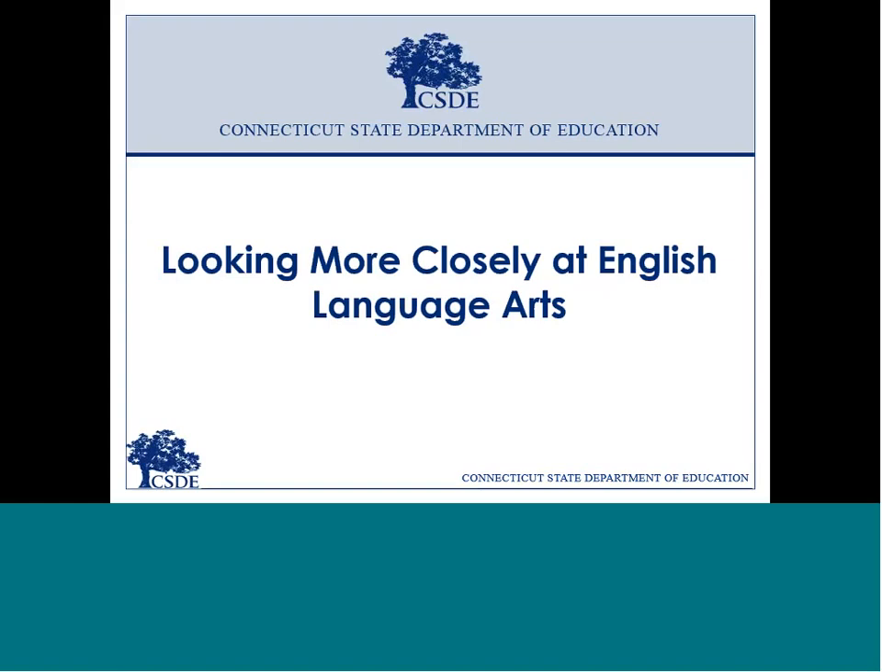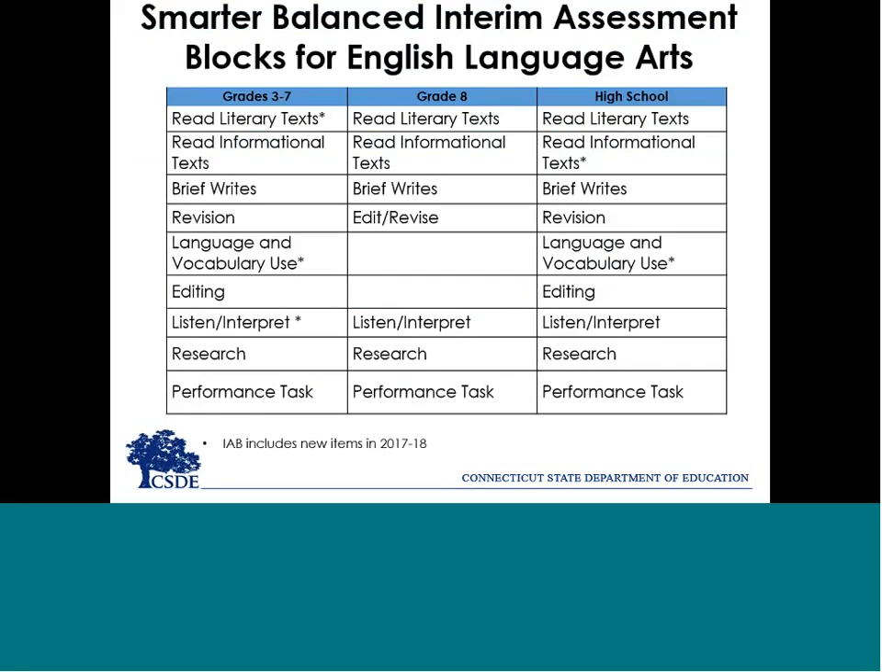Now let's examine the ELA blocks and blueprints. In ELA, blocks are designed to measure reading comprehension of literary and informational text, writing, listening, and research. With minor exceptions in grade 8, the same blocks are available in grades 3 through 8 and high school. This year, new items were added to the ELA interims and are reflected by an asterisk.